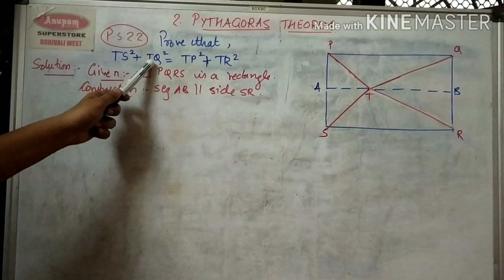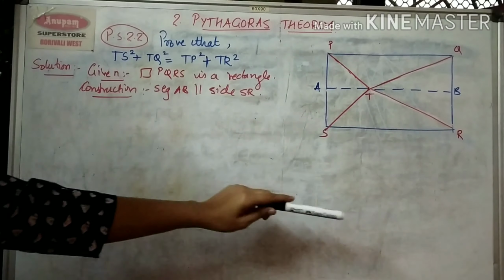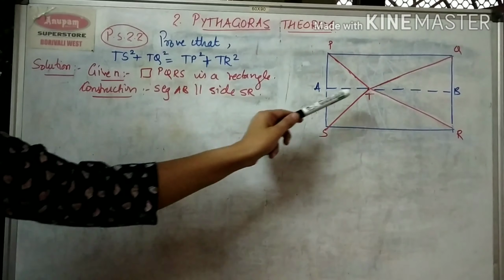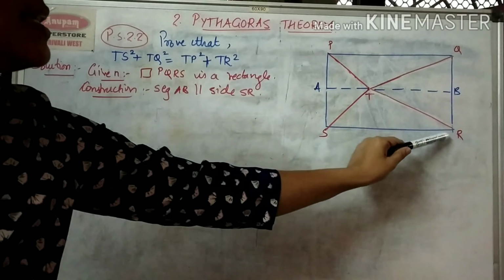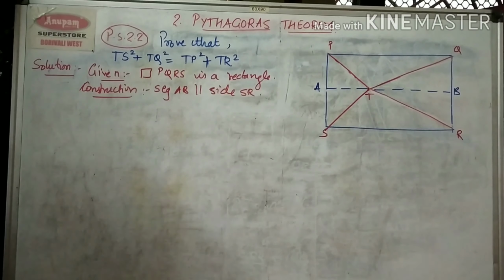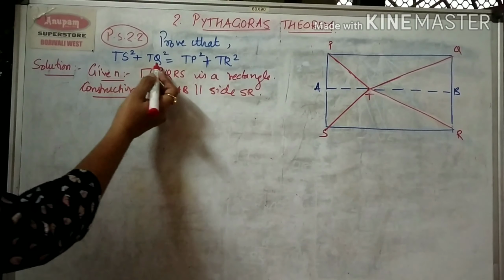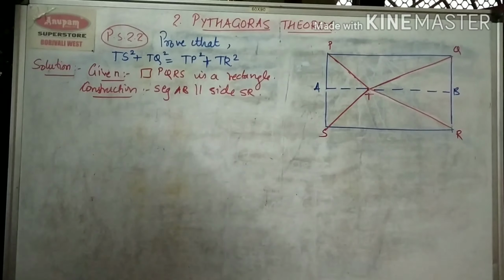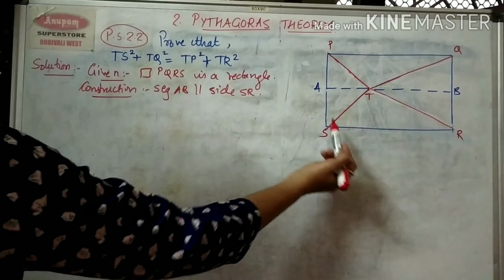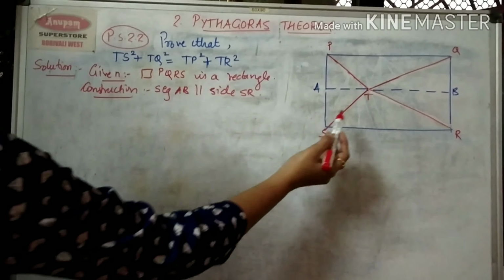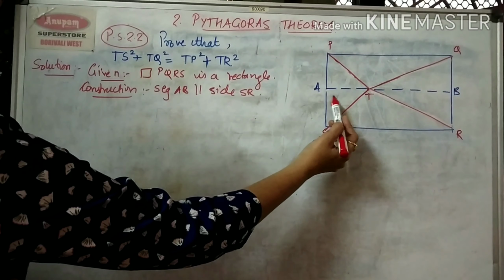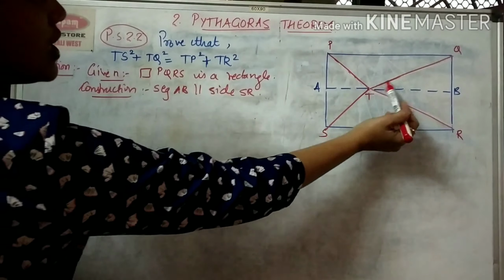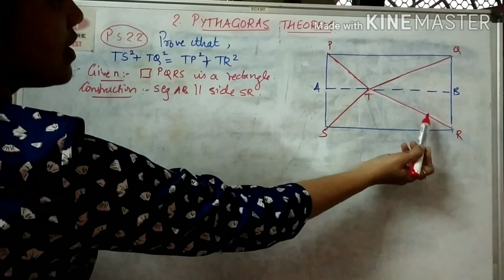TS square plus TQ square. So let us check where is TS. TS square plus TQ square is equal to TP square plus TR square. See children, when we look at these, TS square, TQ square, TP square and TR square, we can say that we can easily get this by applying the Pythagoras theorem. TS square I'll get when I apply the Pythagoras theorem to this triangle. TP square I'll get if I apply it to this. TQ square from this and TR square from this.